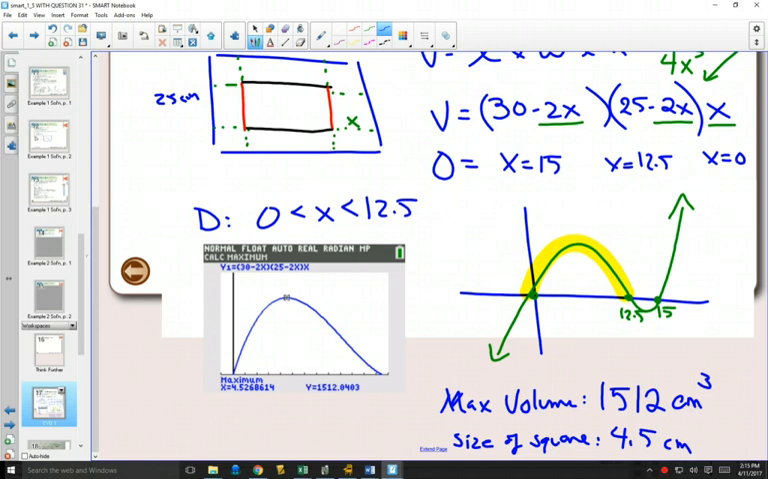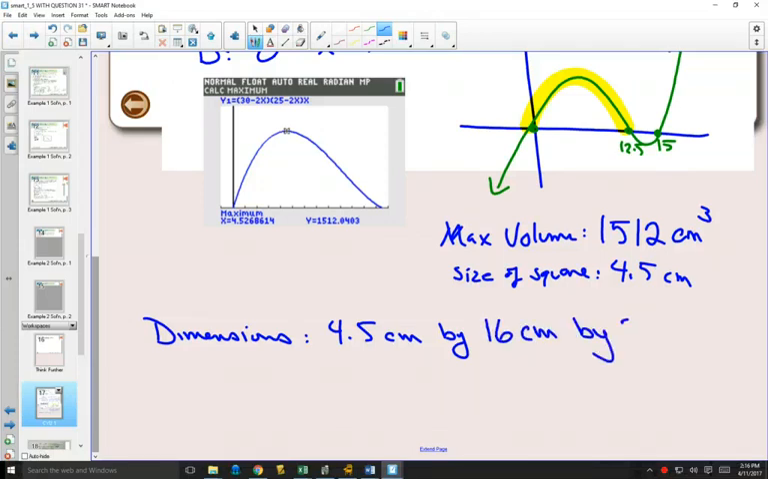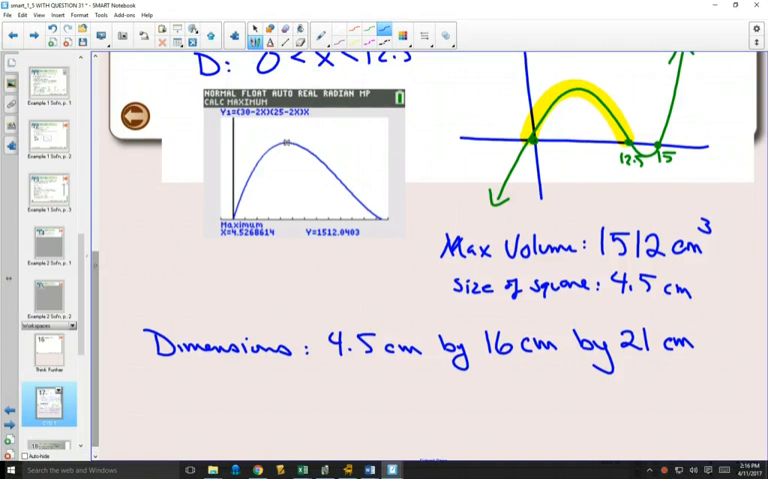And then it says find the dimensions. So our dimensions, well, the height was 4.5 centimeters by, if you do 25 minus 2x, which is 25 minus 9, 16 centimeters by 30 minus 2x, 21 centimeters. So then we get all of our dimensions for that box as well. Often find in these questions, either out of the textbook or on your quizzes and tests, when they ask things, they don't just ask for the maximum volume, they ask for a lot of the information. So make sure you read the question carefully in the end.